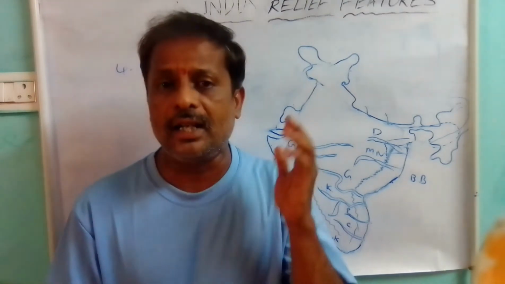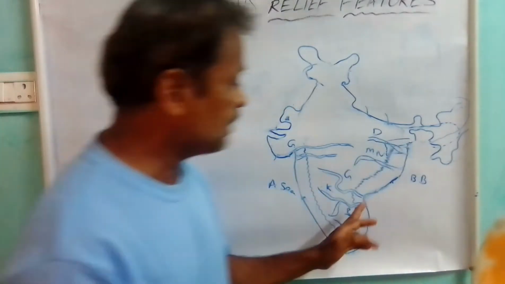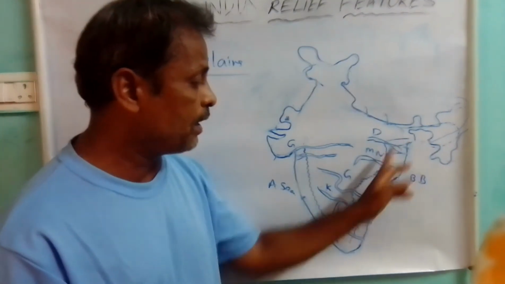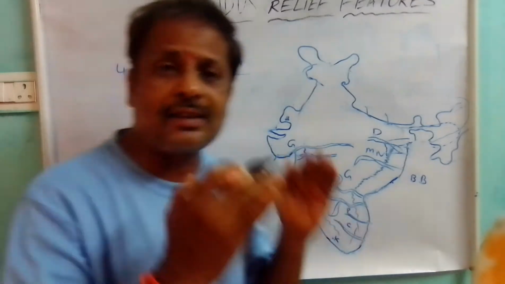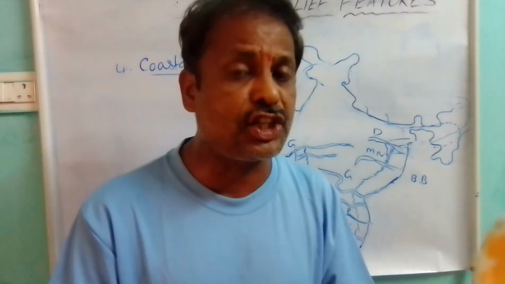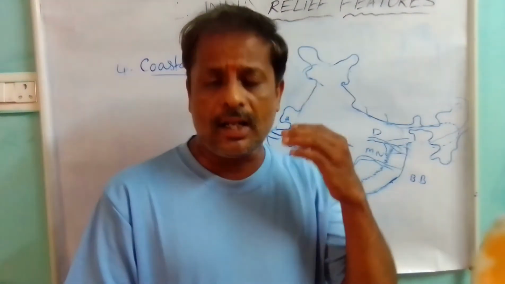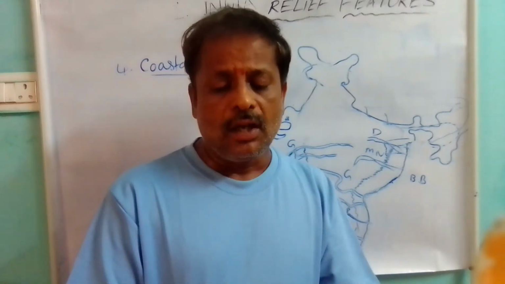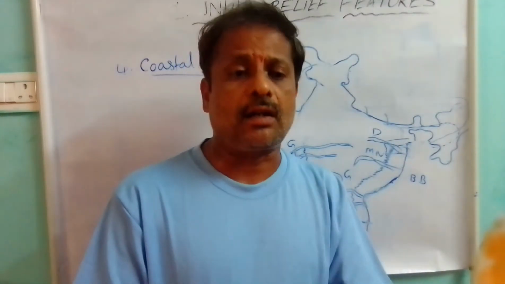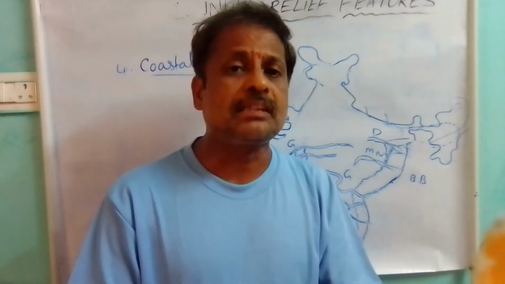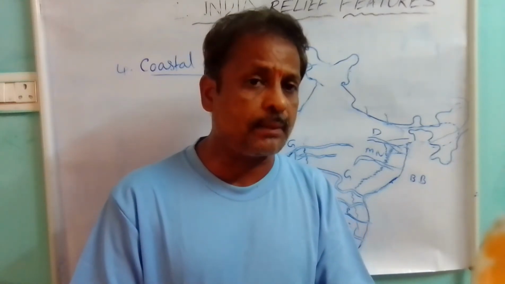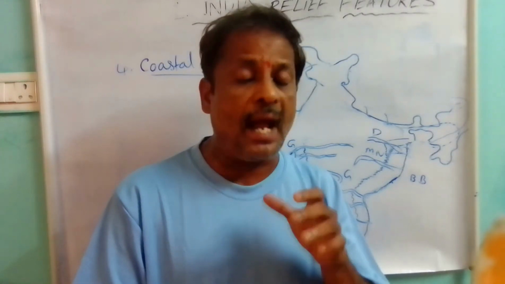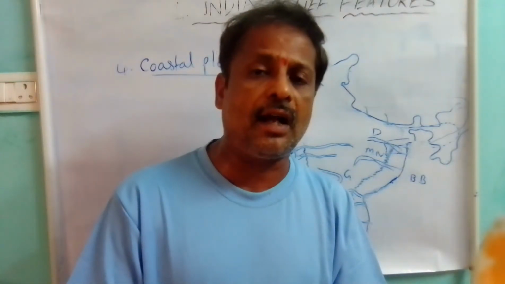That's why the east coastal plain states, for example Andhra Pradesh, Odisha, West Bengal, and Tamil Nadu, are all very famous in the cultivation of paddy and other crops. Of course, paddy is the important crop of India. That's why in most areas of Andhra Pradesh, West Bengal, and Tamil Nadu, paddy is cultivated by the farmers.